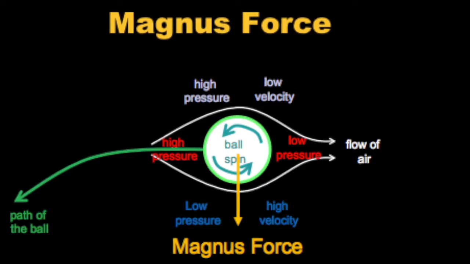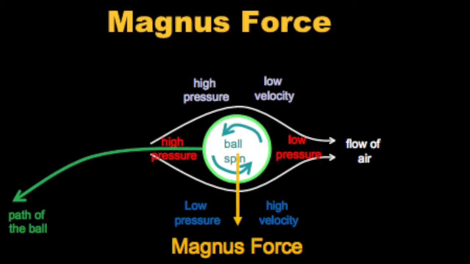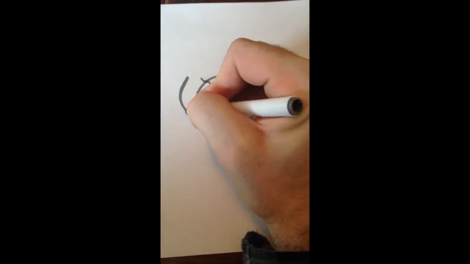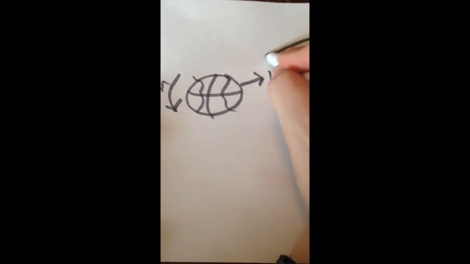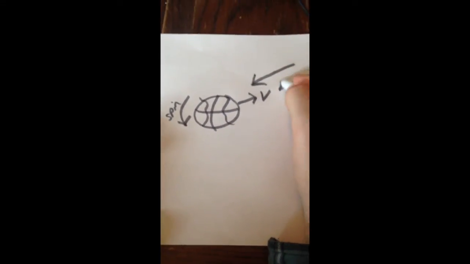Magnus force can be seen in many sports, including basketball. This effect occurs whenever a player puts a spin on the basketball when taking a shot. The spin on the basketball during a shot is always in the counterclockwise direction, as you can see here. The first half of the trajectory of the ball is also directed upwards, in this case to the right, as denoted by this V line here for velocity.